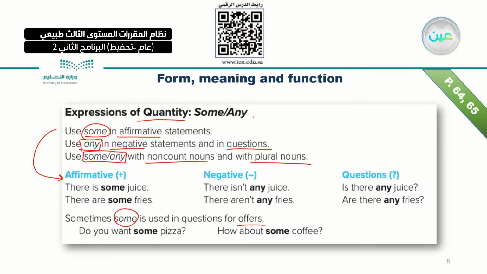Do you want some pizza? Or how about some coffee? Now I am offering, so I can use some here when I'm talking about offering. Not in ordinary questions like this: Is there any juice? You cannot use some here, because this question is not an offer. Here we are talking about offers. How about some coffee? Okay, good.